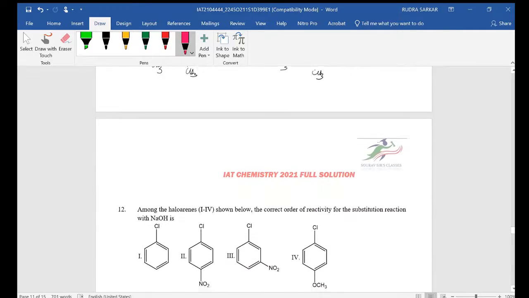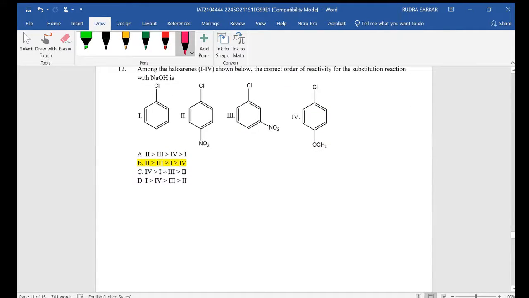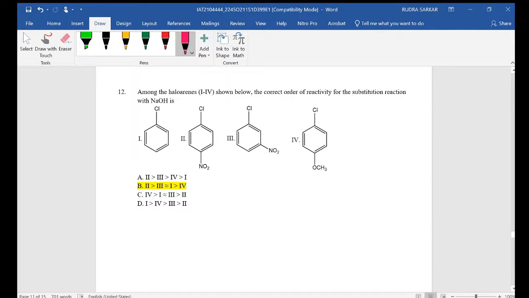Okay. So now in the question 12, we have been asked, among the haloarenes shown below, the correct order of reactivity for the substitution reaction with NaOH. So this is basically aromatic nucleophilic addition elimination reaction.